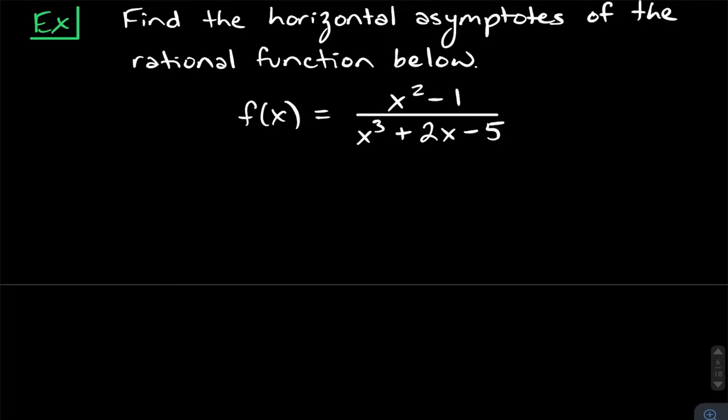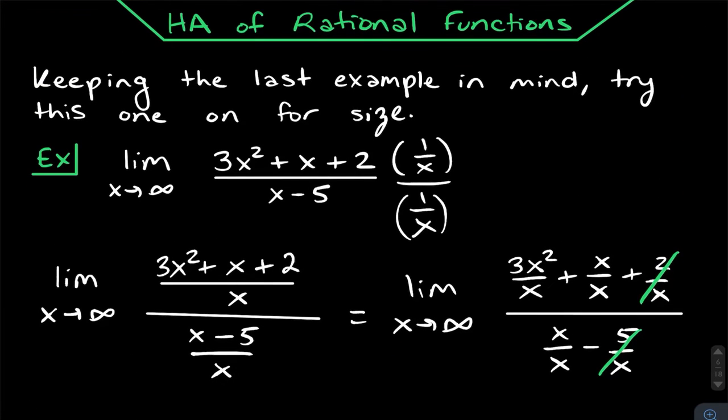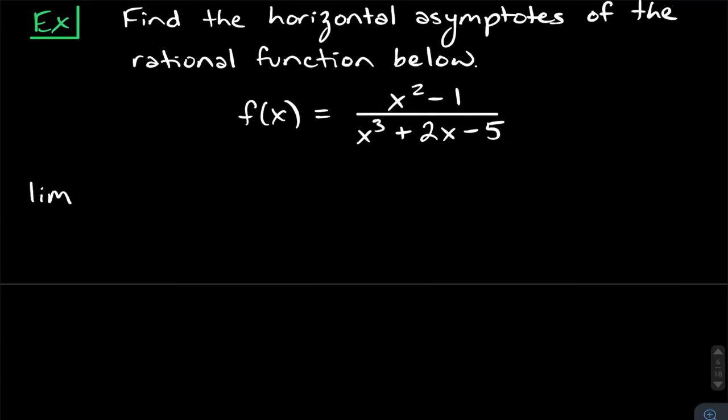We have an x cubed in the denominator, we only have an x squared in the numerator. So what I'm going to do is divide everything by x cubed, okay? And so I'm going to do the division trick first. Now we're finding horizontal asymptotes. I do want to note that it's not like just one limit anymore. But we start with the limit as x approaches infinity anyway for horizontal asymptotes.